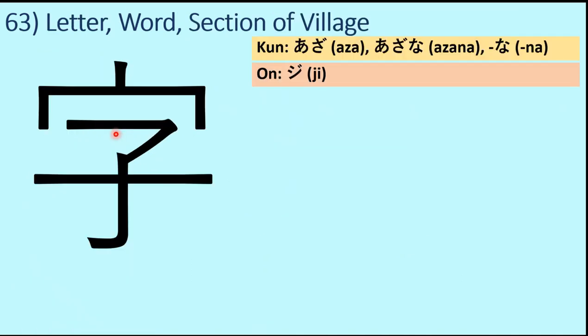So that was yen. Now the third character of today's lesson represents the letter, word, or section of village. So this symbol may be familiar to you because we have done this symbol, which was the symbol for child. So this is basically developed or evolved from that child radical itself. So we will see it in the next slide. So right now, the Kun'yomi reading of this symbol is Aza, Azana, or simply Na, preceded by the rest of the word. And in On'yomi it is ji.